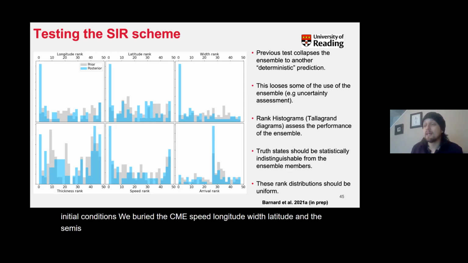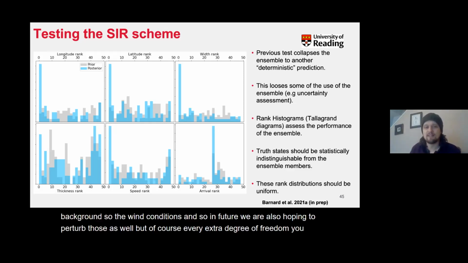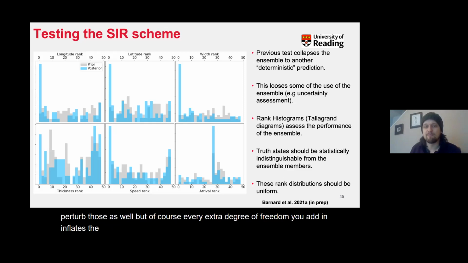We varied the CME speed, longitude, width, latitude, and the CME's thickness. But Mike's right that there's also a lot of uncertainty in the background solar wind conditions. And so in future, we're also hoping to perturb those as well. But of course, every extra degree of freedom you add in inflates the necessary size of the ensemble. So we're currently working out the best way to go about doing that.